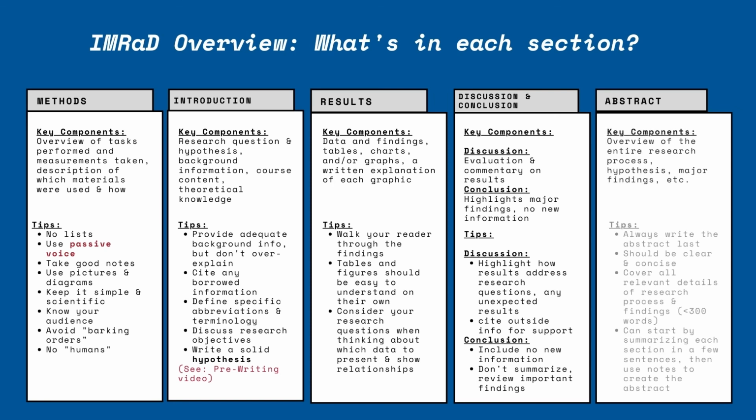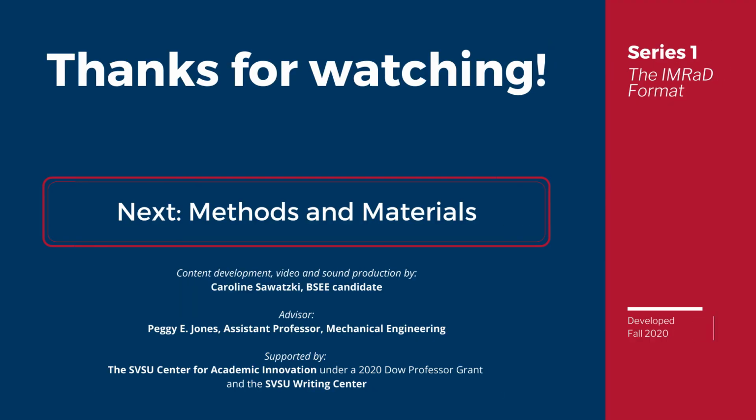The abstract for any paper should always be written last, as it provides an overview of the entire research process, noting important points from each section, providing the hypothesis and the major findings of the experiment. We will go over each of these sections in more detail, discussing what information each section should contain and looking at examples, starting with the Methods and Materials section.